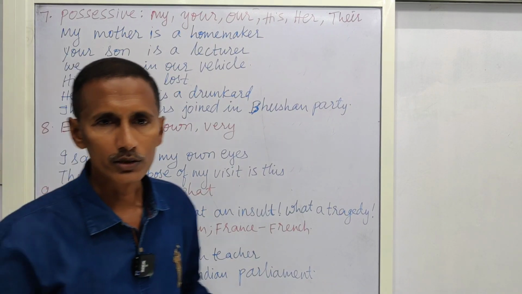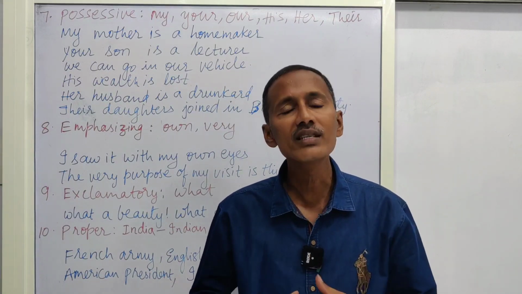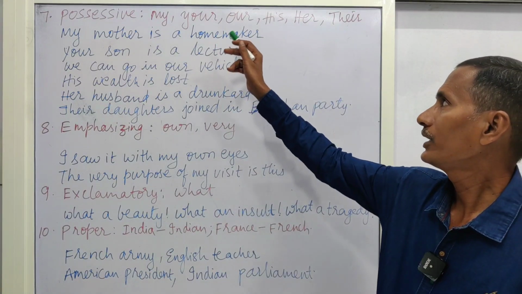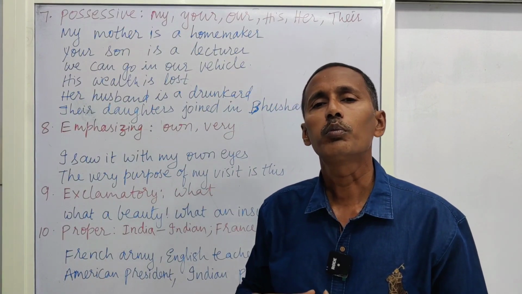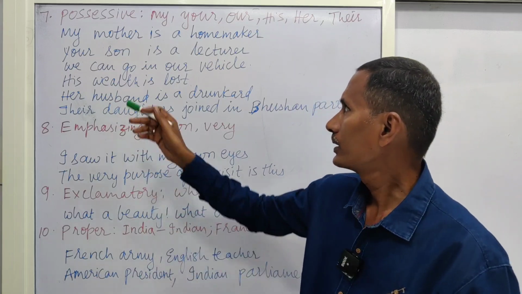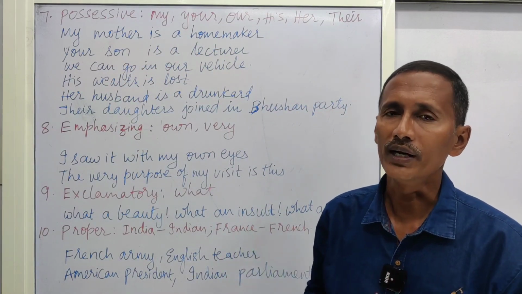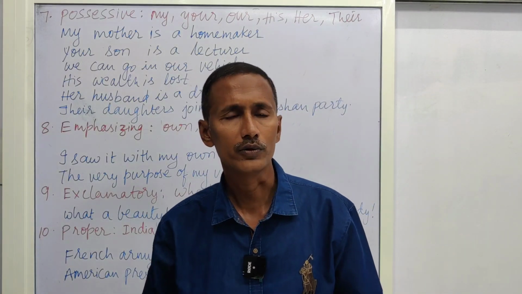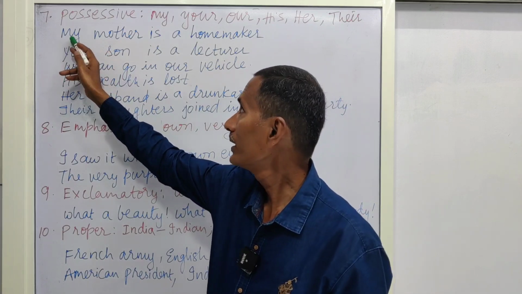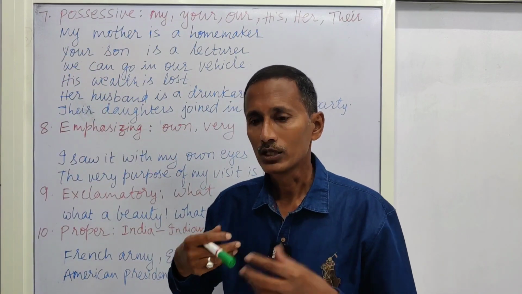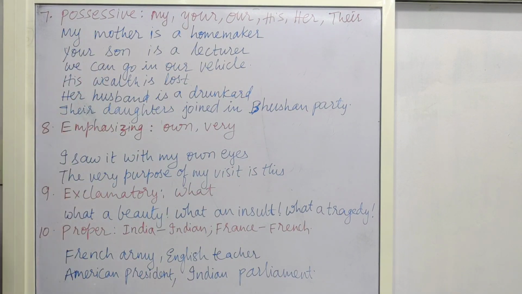Now coming to the next one, possessive adjective. The word possessive itself says that possession means owning something, having something. Here my, your, our, his, her, their, its, etc. are called possessive adjectives. My mother is a homemaker, which means a housewife. Whose mother? My mother. Here it indicates possession, so my is said to be a possessive adjective.